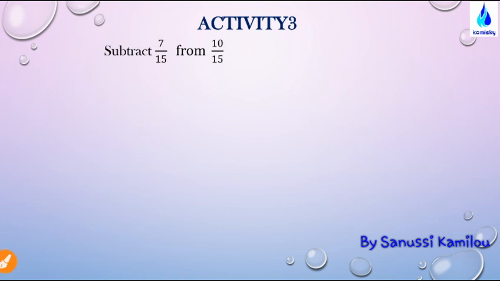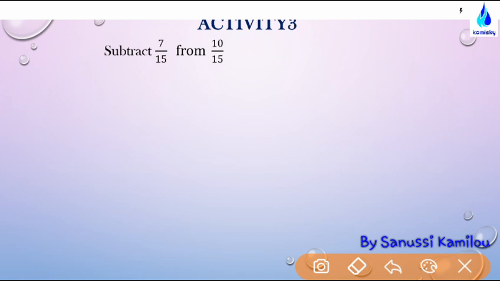Activity number 3 is saying that we should subtract 7 out of 15 from 10 out of 15. Are you checking the question very well? Understanding of the question is very important. It's the most important thing when solving mathematics or solving any question. Whenever you are facing a question, understand the instruction very well before you start.